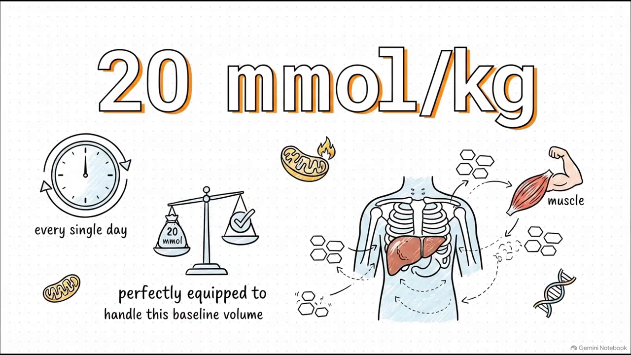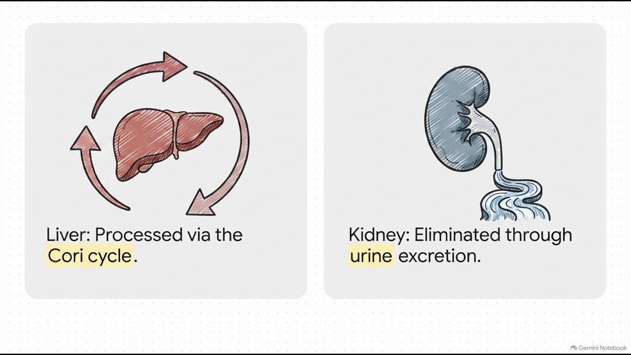To put that into a concrete perspective, the human body naturally produces about 20 millimoles per kilogram of lactic acid every single day. So this isn't just some abnormal chemical that magically appears only when there's an infection. It's a baseline metabolic reality. Your tissues are continuously producing it, and your body is perfectly equipped to handle this baseline volume under normal, healthy conditions. While we're constantly producing lactic acid, we're also constantly clearing it.